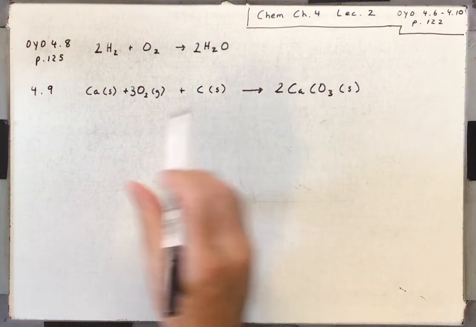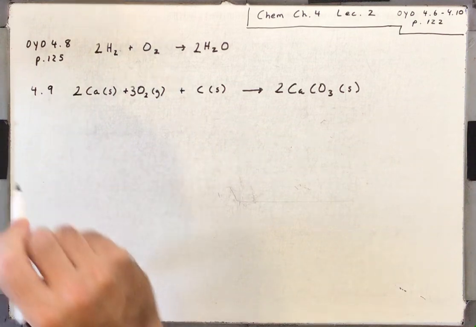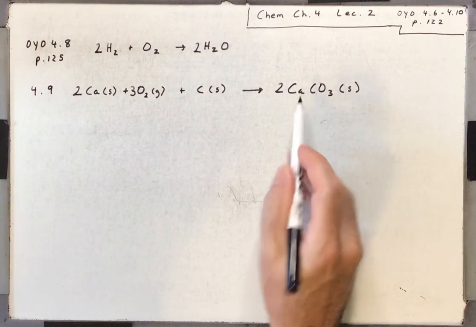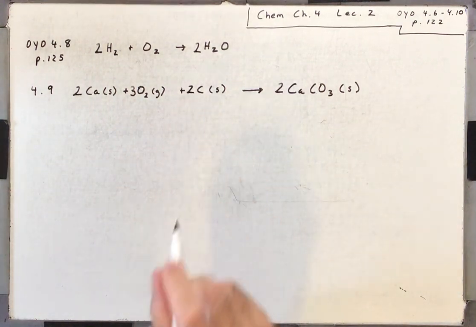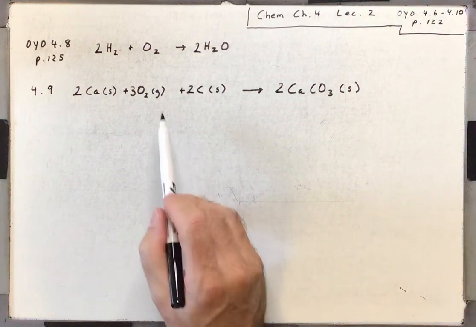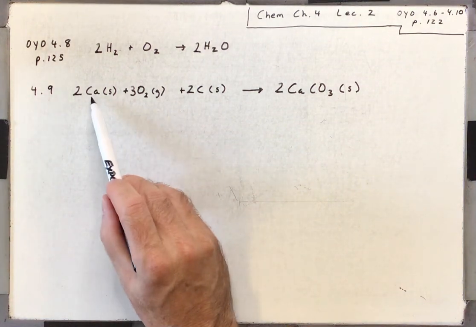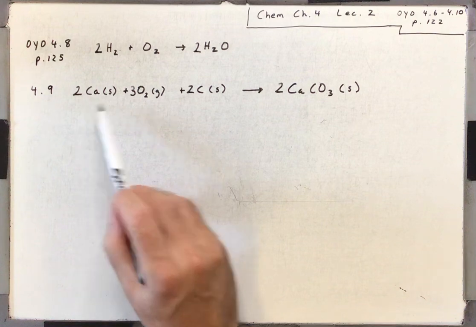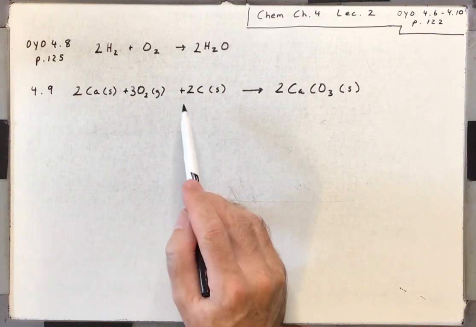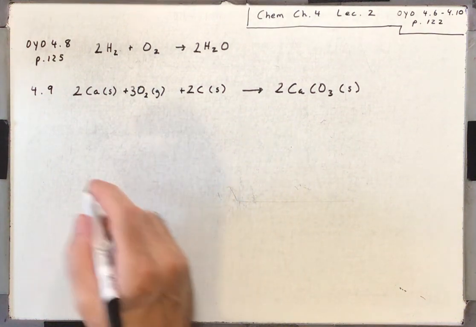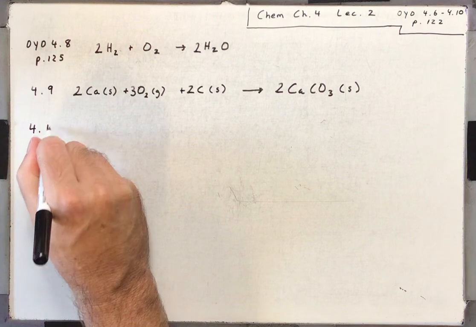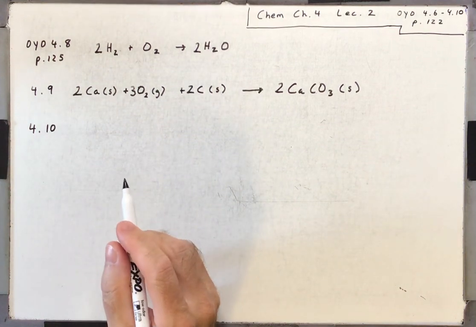I have 2 calcium, so I can put a 2 right here. And I have 2 times 1 or 2 carbons. I can put a 2 right here. So I like to wait for the individual elements to balance those last, because they're really easy to balance. All right, and then it says to balance. So of chapter 4, this is the last on your own problem.